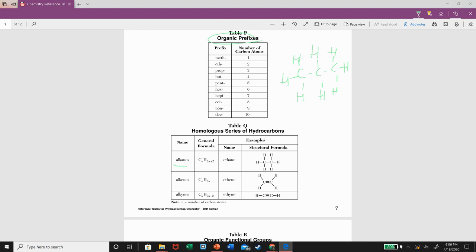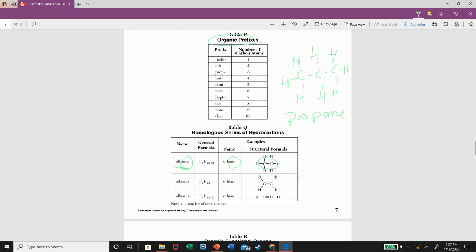In order to name it, I take the prefix, which is the number of carbons. So there's 1, 2, 3 carbons. Three carbons is prop. P-R-O-P. And now I'm going to take the ending that goes with the single bond, right? Single bonds end in ane. Alkanes end in ane. So then A-N-E. So that's propane.